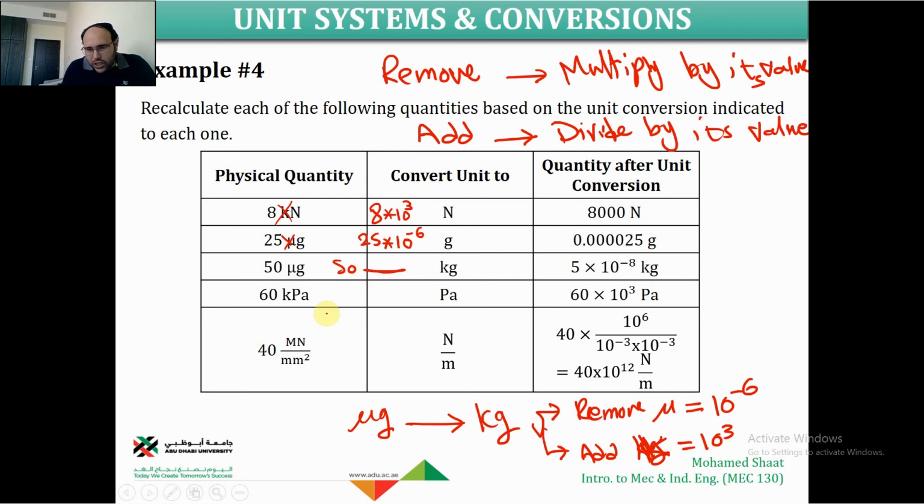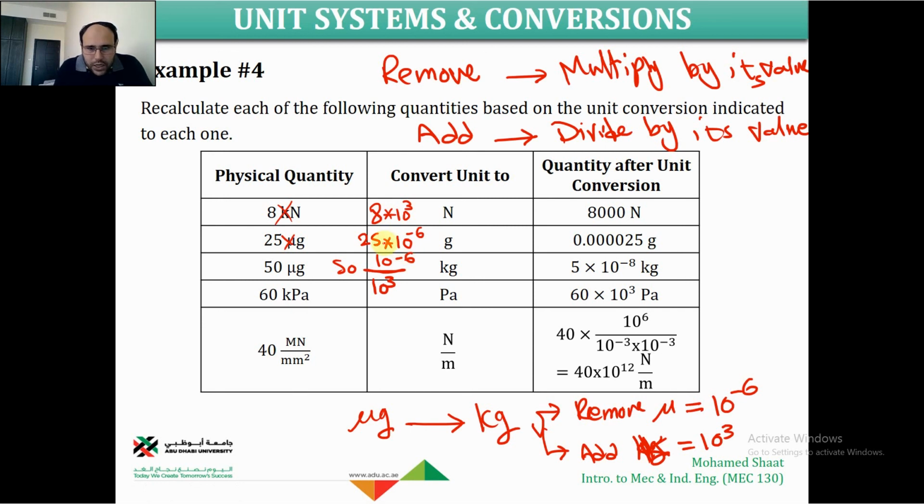So we're going to have a fraction here. It should be multiplied because I'm going to remove the micro, so it is multiplied times 10 to the negative 6. And it should be divided by 10 to the power 3. Why 10 to the power 3? Because it is the equivalent of kilo, and the kilo will be added, so it should be divided. If you are going to add a prefix, divide by its value. If you are going to remove a prefix, multiply by its value. So I'm multiplying times 10 to the negative 6, dividing by 10 to the power 3.